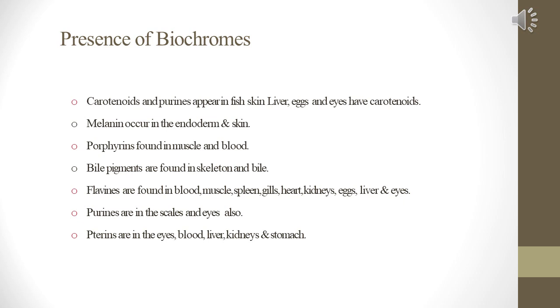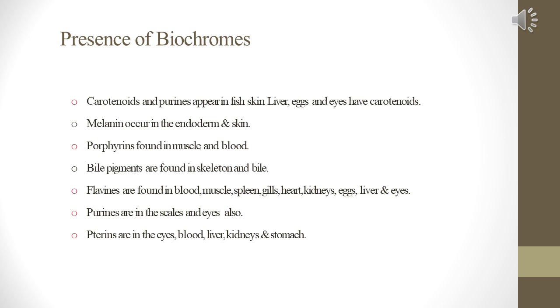You must remember the color shown by these pigments. For example, the porphyrin, as you have studied, shows the yellow, green, blue and brown color. And I have told you that it is present in the muscles and blood of the fishes. Now the bile pigments. Bile pigments are found in the skeleton and bile of the fishes. Flavins are found in blood, muscle, spleen, gills, heart, kidneys, eggs, liver, and eyes.